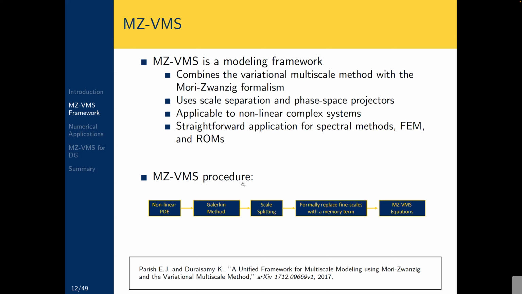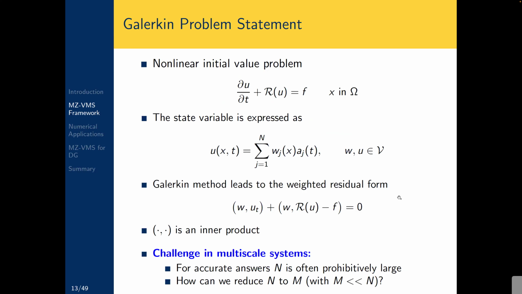And so the procedure that we're going to walk through, and I'll start by highlighting the general steps and then go through each one in detail, is we're going to start with a nonlinear partial differential equation. I'm going to outline a general Galerkin method discretization of this using, say, for example, Fourier basis functions. I'll walk through how we're going to do a scale splitting of that set of equations using the variational multiscale method. And then I'm going to bring in Mori-Zwanzig to formally replace the fine scales with the memory term. And that's going to give us a final set of equations that we'll use as a starting point to develop models.